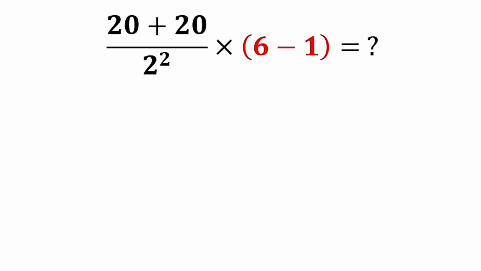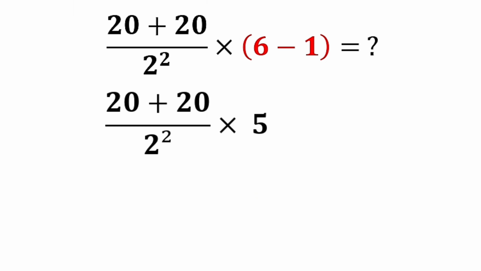Also, some people, when solving this question, first go for the expression inside the parenthesis because they believe parentheses have a higher priority than the other operations. So instead of this equation, they write 20 plus 20 divided by 2 squared times 5. And the next step, they go for the exponent. And instead of this equation, they write 20 plus 20 divided by 4 times 5. Then they go for the multiplication between 4 and 5 because they think multiplication has a higher priority than division.